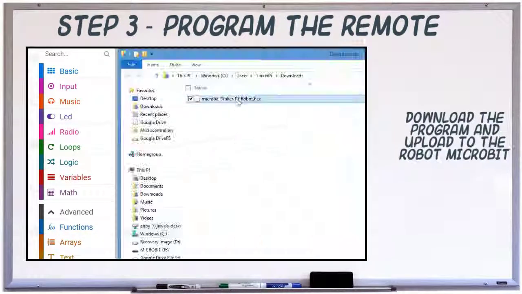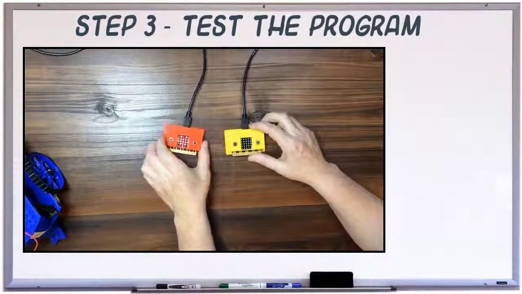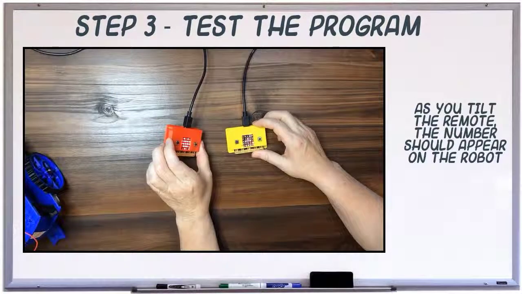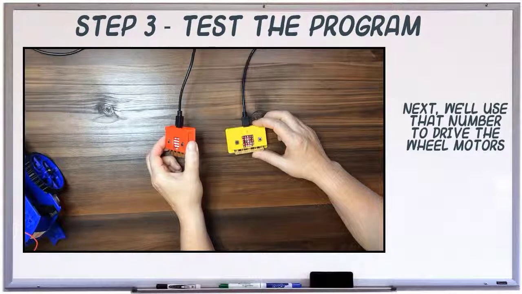Download the program and upload that to the robot microbit. As you tilt the remote microbit, the number appears on the robot microbit. The next step will be getting our robot running.